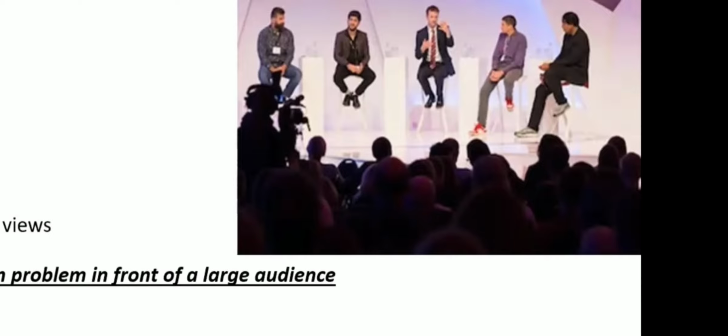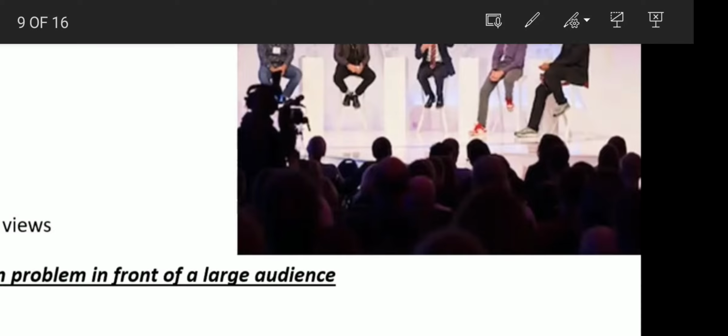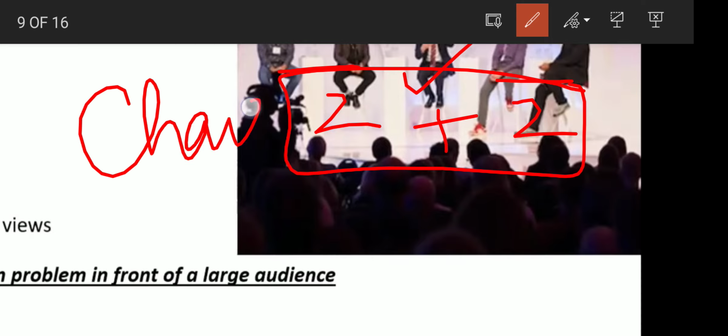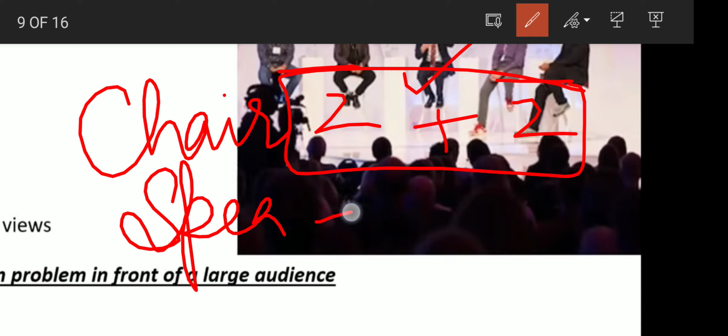So the panel will comprise a chairman and also 4 to 8 speakers. So there is a chairman and 4 to 8 speakers will be there along with the chairman. In the case of panel discussion, chairman and 4 to 8 speakers.